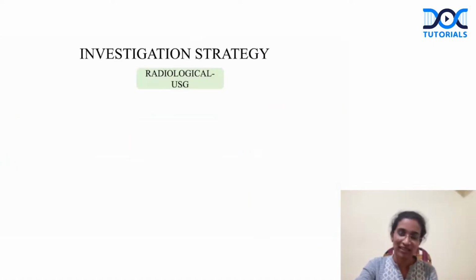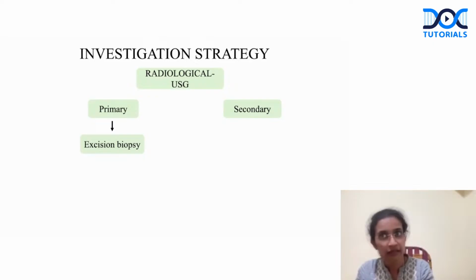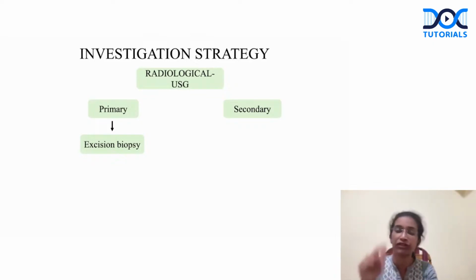Yes, the investigation strategy always starts with non-invasive, that is radiological. So to start with, it's ultrasound, and then you'll be able to identify whether it's a primary or a secondary. If it is a primary, it could be only lymphoma. So if you're highly suspicious of lymphoma, go directly for excision biopsy. If you are suspecting it as a secondary, then which invasive investigation holds good for secondary? This we discussed already, right? So excision biopsy if you're highly suspicious of lymphoproliferative disease.